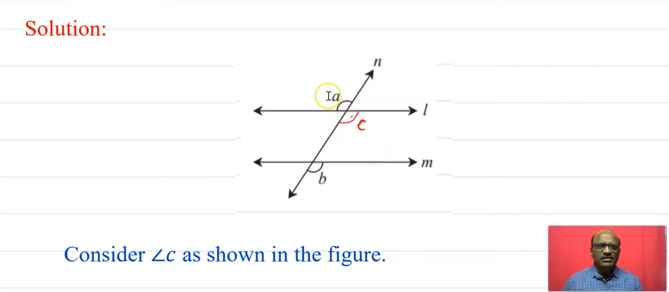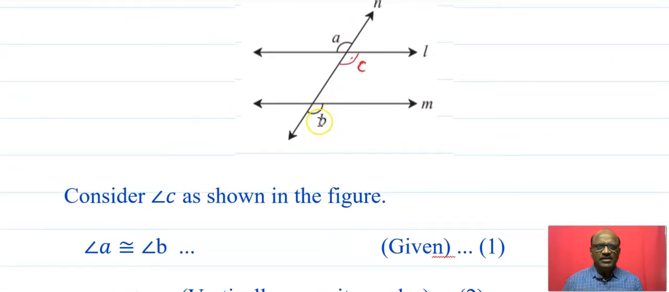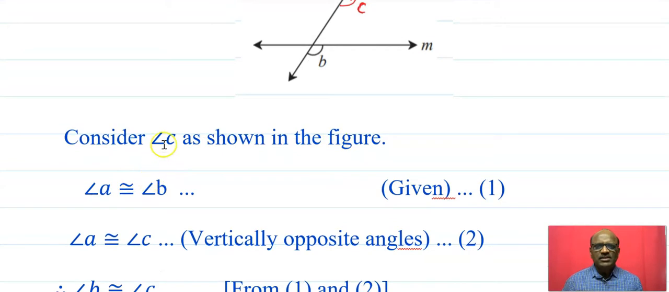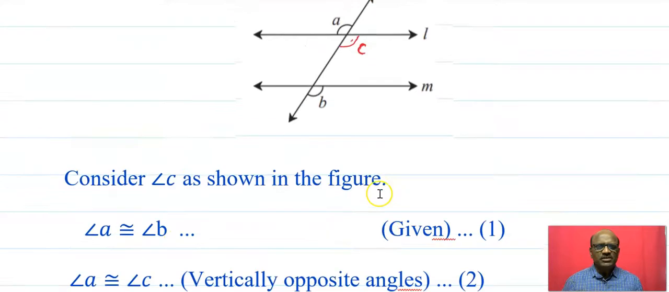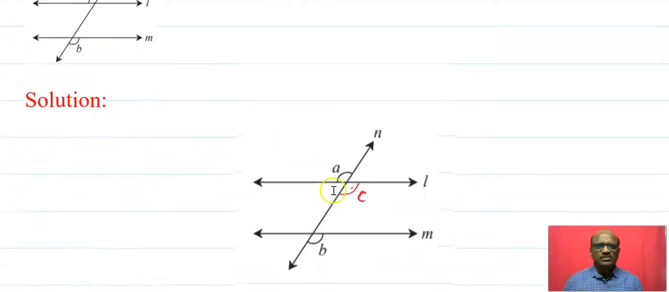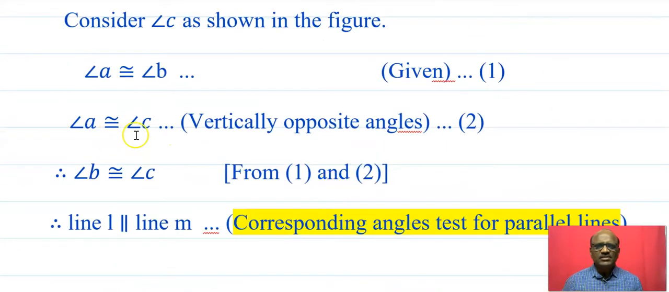Now see this here, measure of angle A is equal to measure of angle C. These are the vertically opposite angles. And again, angle B and angle C, these are the corresponding angles. Their measures are equal. As A is equal to B, A is equal to C. Therefore, B is equal to C. Now consider angle C as shown in this figure. A is equal to B. This we have given. Next, A is equal to C, vertically opposite angles, and hence B is equal to C.